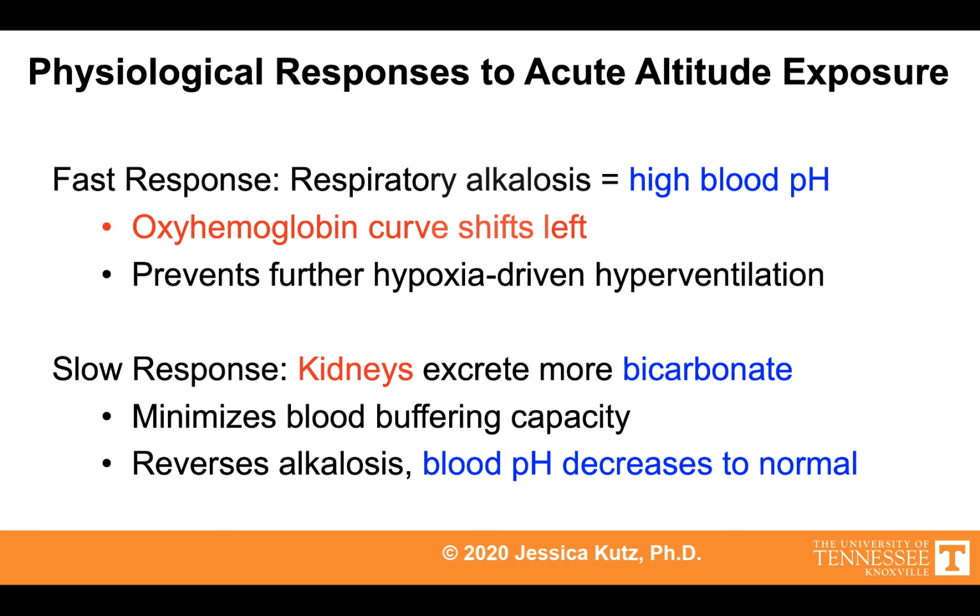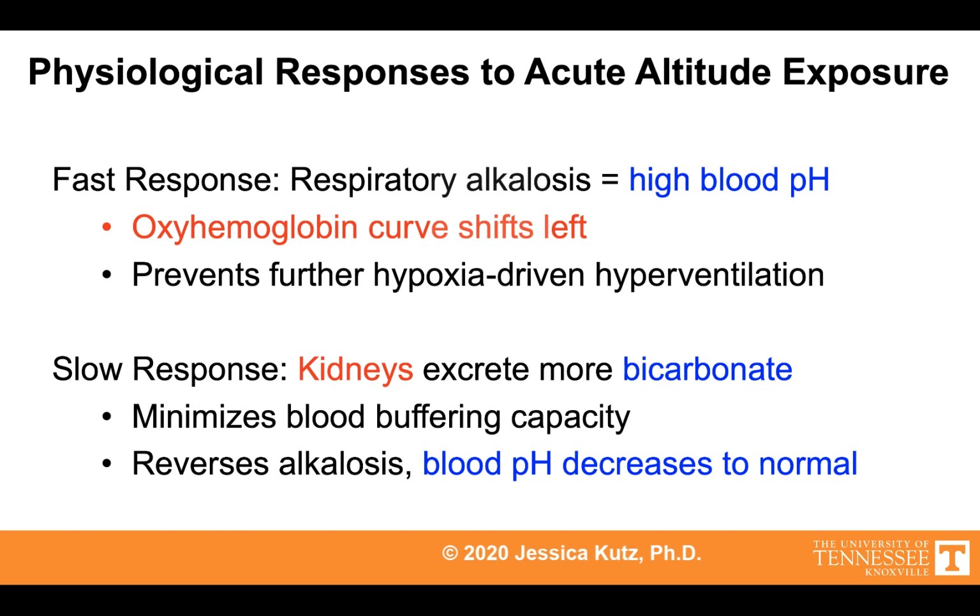And that higher pH is going to lead to a shift to the left in our oxyhemoglobin dissociation curve. And that curve shifts to the left, which is going to result in a longer loading phase of oxygen with hemoglobin to try and prevent any additional hyperventilation from occurring, because you wouldn't want your ventilation to just continue to increase. That would impact your ability to do any exercise at that altitude.